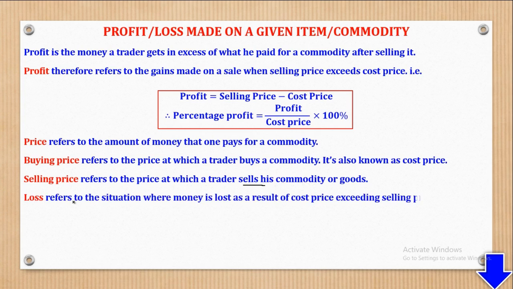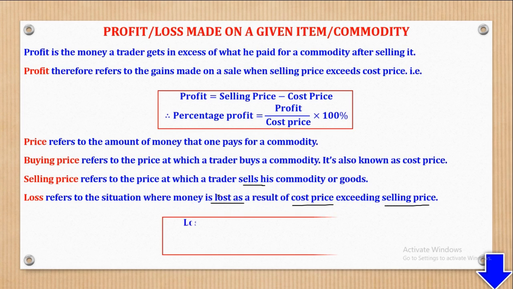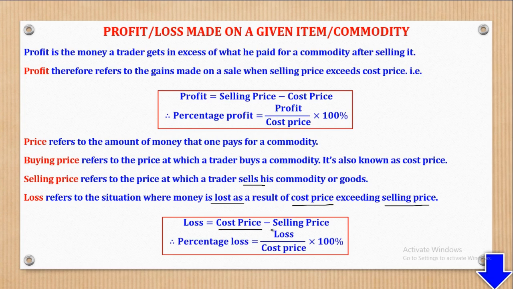What about loss? The word loss refers to the situation where money is lost as a result of cost price exceeding selling price. In other words, in the second scenario we realize that the trader bought the item at 10,000 but sold it at 9,000, meaning there was a loss because some money was lost. Therefore loss is given by the formula cost price minus selling price, and the percentage loss is given by the formula loss over cost price multiplied by 100.